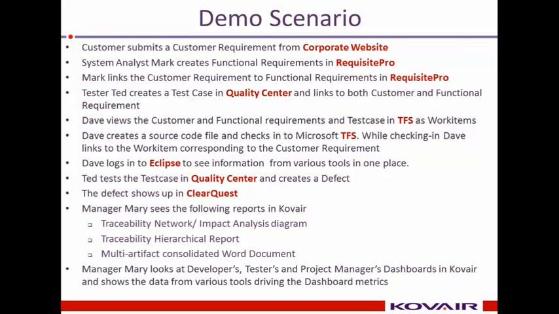Then from Eclipse, we'll see all these different items using the Eclipse plugin. Then we'll come back to Quality Center, create a defect, and we'll see in ClearQuest that defect is replicated. Then we'll go to Kovair, and this is the first time actually we'll go to Kovair, and we'll see from Kovair the different kinds of traceability reports, the network impact analysis diagram, traceability hierarchical report, as well as a Microsoft Word document.